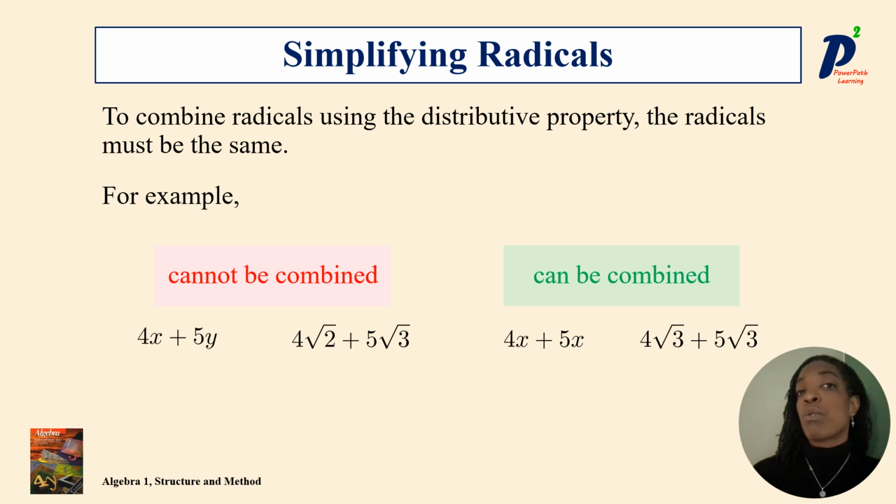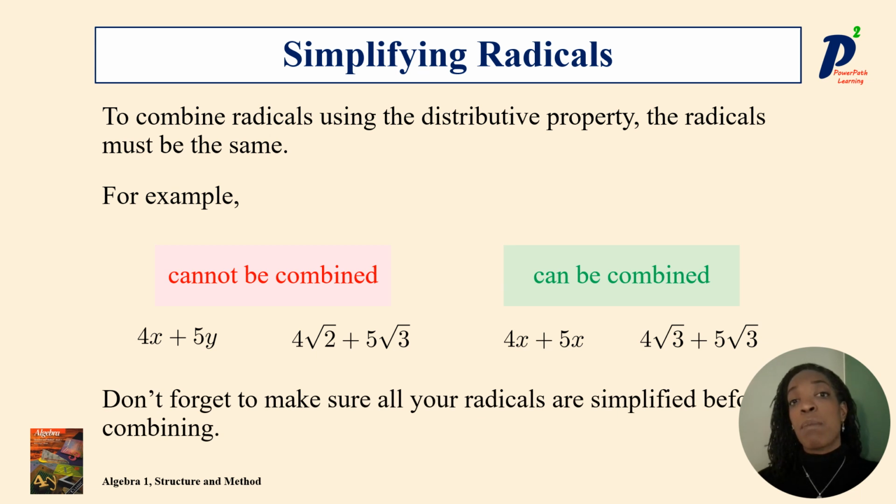Same idea with 4 root 3 plus 5 root 3. They both have a root 3, so we can combine them. It's also really important that before you start combining, you make sure that everything is simplified.